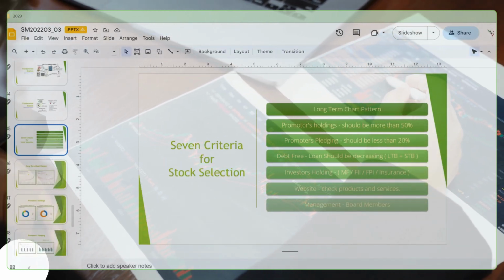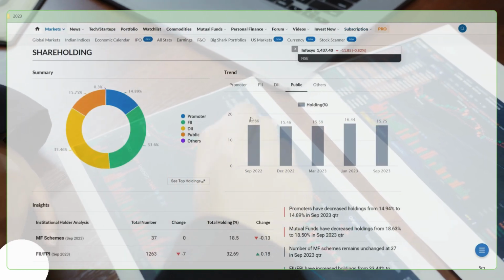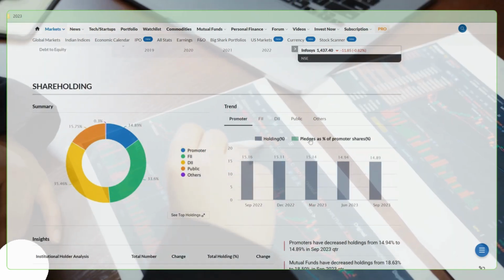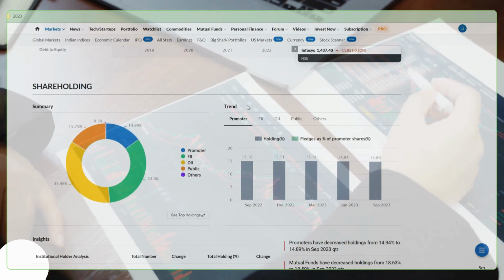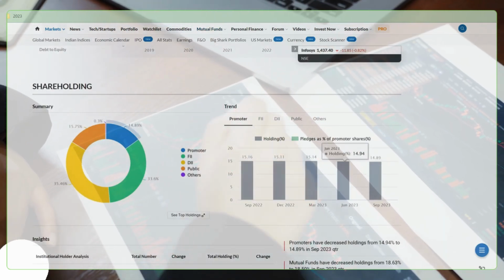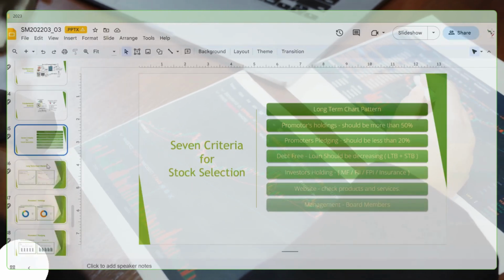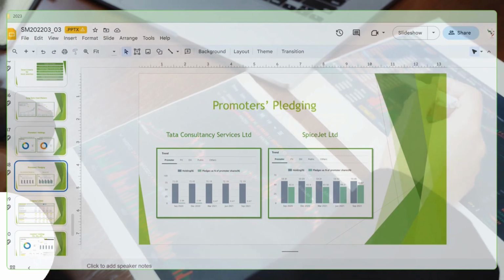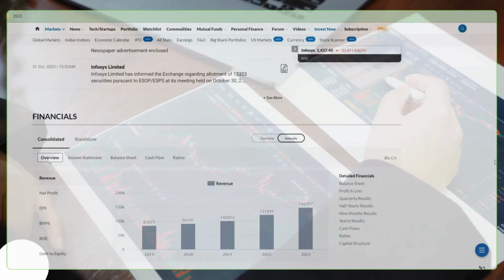Then comes pledging. In the same place, you will see the pledge. If promoter holdings are there, then you can see the pledge percentage. So this company, Infosys, doesn't have any of their shares pledged. So let me see if I can get an example of pledged shares, how you can see. I had SpiceJet as an example, so I will go to SpiceJet.